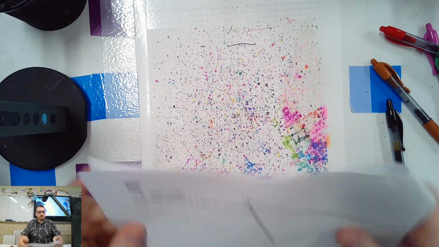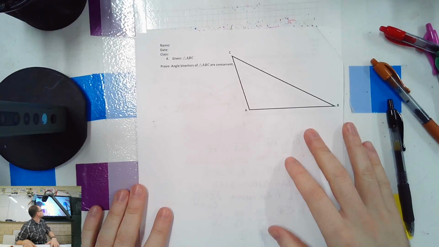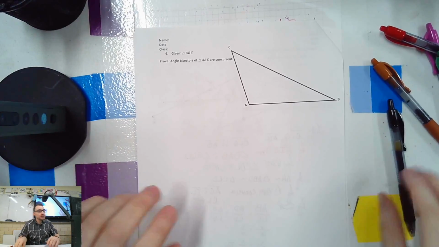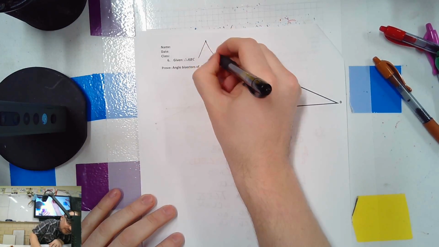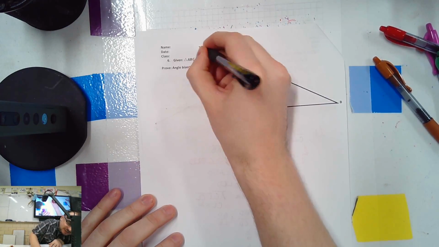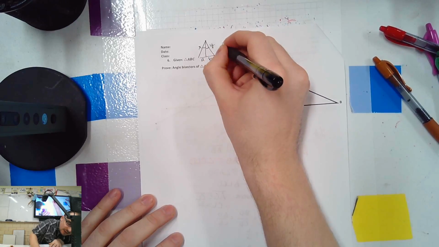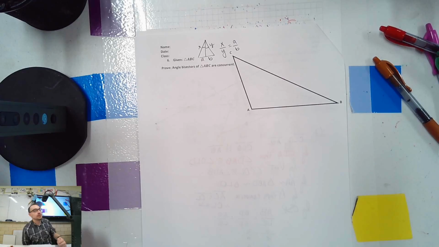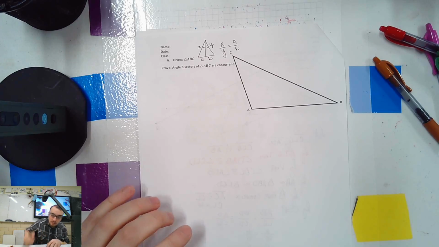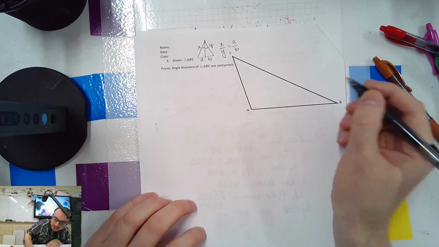Page 6. Prove angle bisectors are concurrent. So we're going to use angle bisector theorem here. If we have this, then we know this, right? By angle bisector theorem. So when we draw our angle bisectors, we're going to use that to get A, B, C, D, and E, F all together. So let's draw in some angle bisectors.